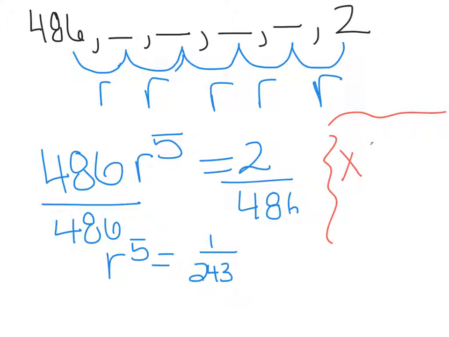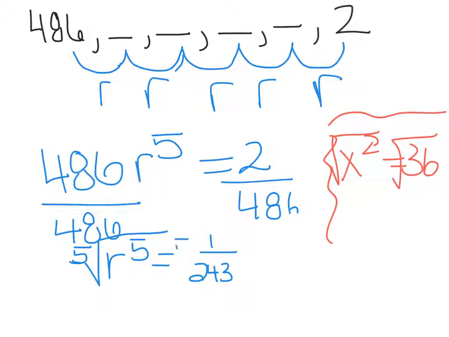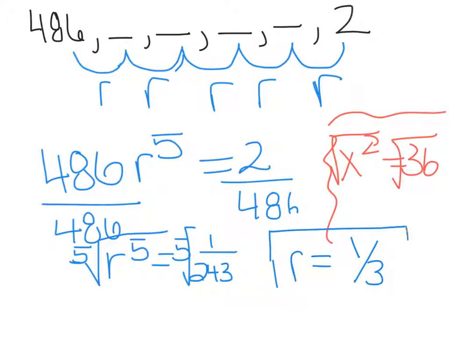Now, to get the r by itself, if you had x squared equals 36, you would take the square root of both sides. Well, we don't have that. We have r to the 5th, so you're going to do the 5th root of both sides. And when you type that in your calculator, it's going to tell you that r equals 0.3 repeating, or 1/3. So now you know what r is, but that's not your answer. That tells you how to get from term to term. So to find my next missing term, you should take 486 and multiply by the 1/3 in the calculator.